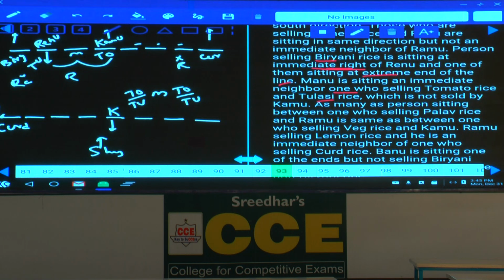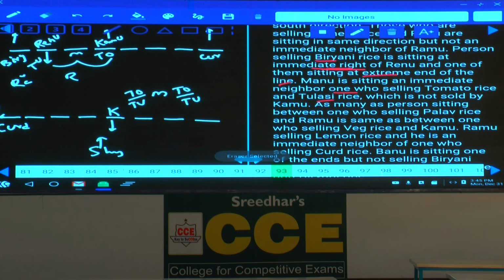Next one: as many persons are seated between the one who is selling pulao and Ramu as between veg rice and Kamu. Kamu and veg rice equal to whom? And Ramu and pulao rice. Ramu is selling lemon rice and is an immediate neighbor of the one who is selling curd rice. Now where is this Ramu? The position of this Ramu is fixed. Where should this Ramu be? Ramu is the immediate neighbor of the one who is selling curd rice.